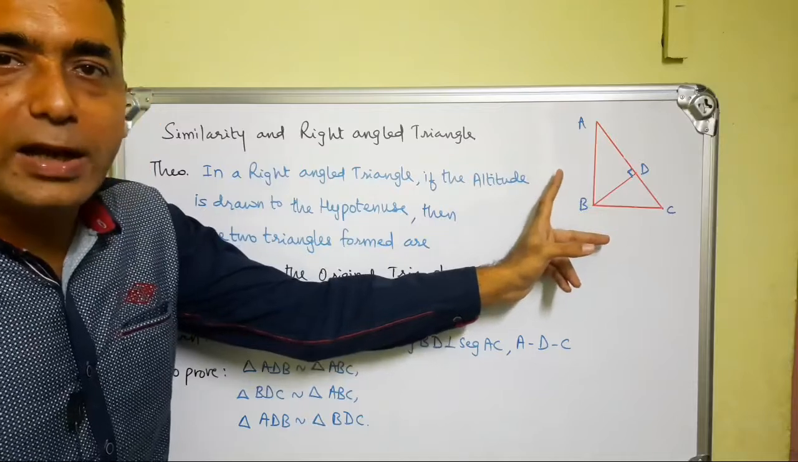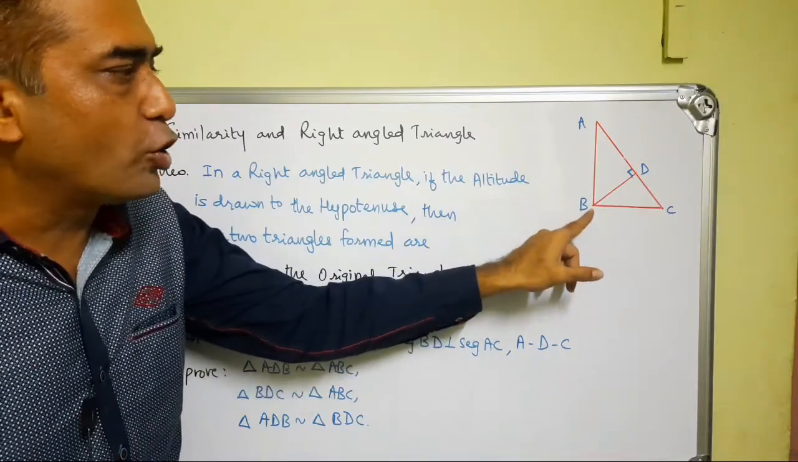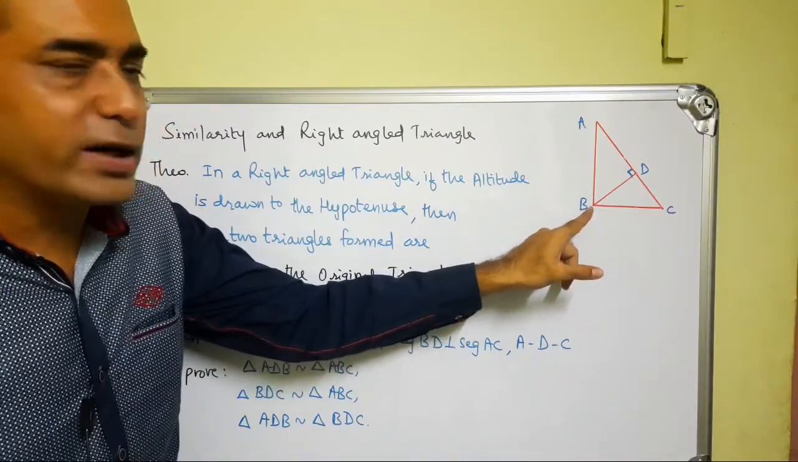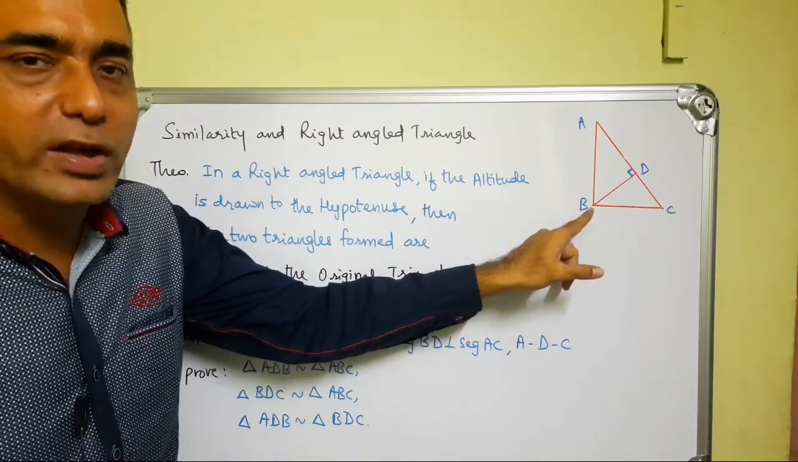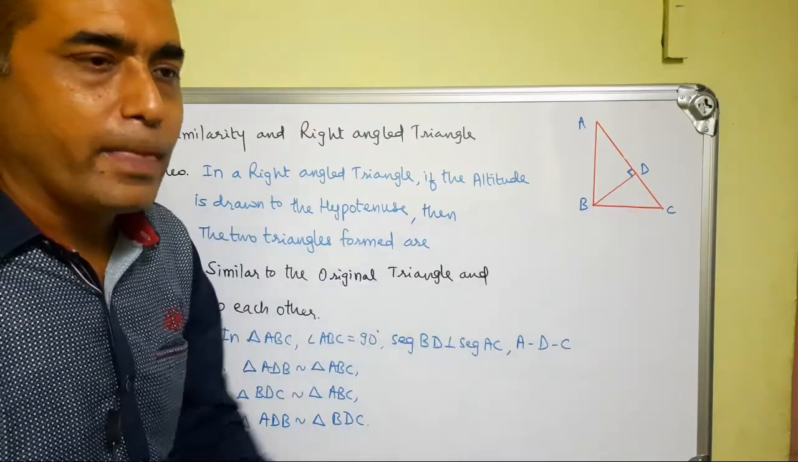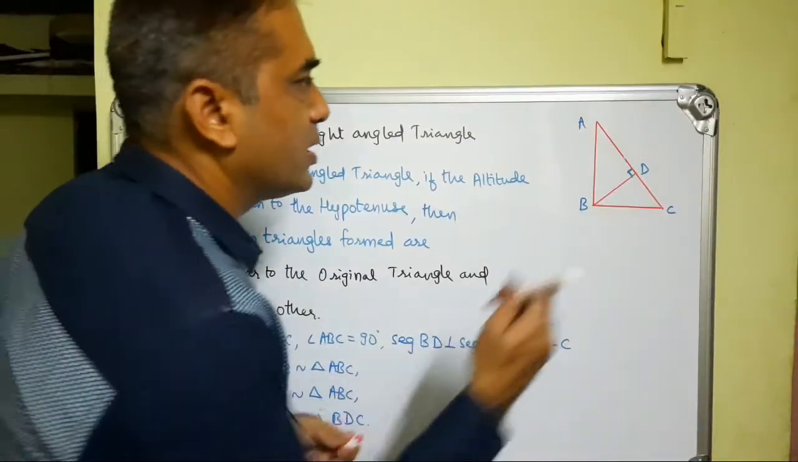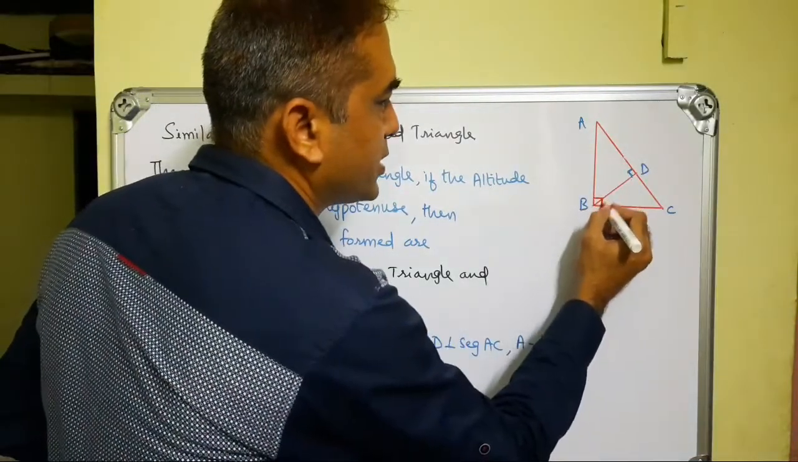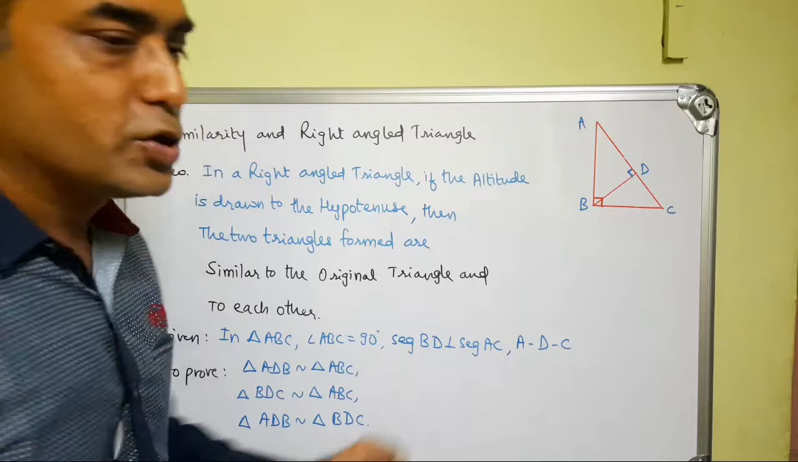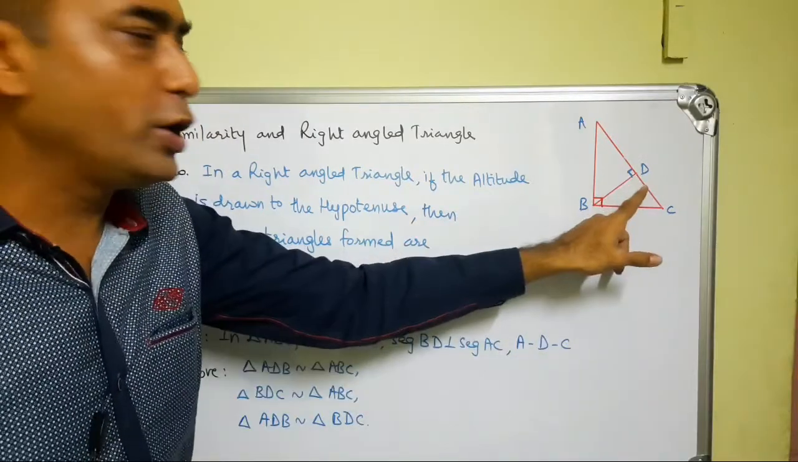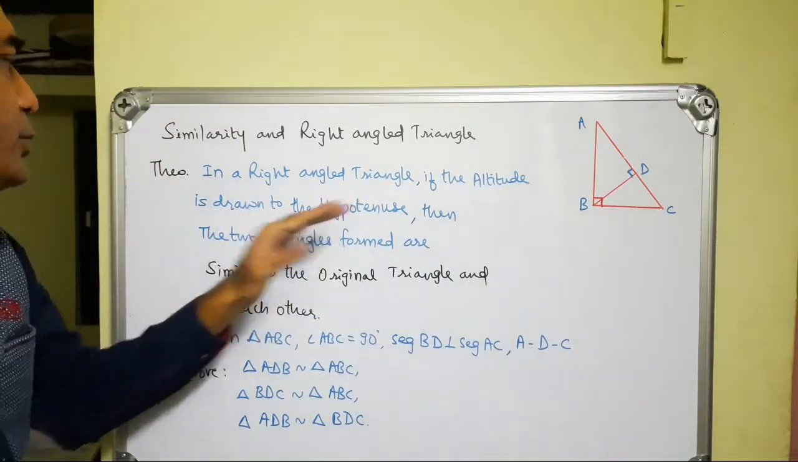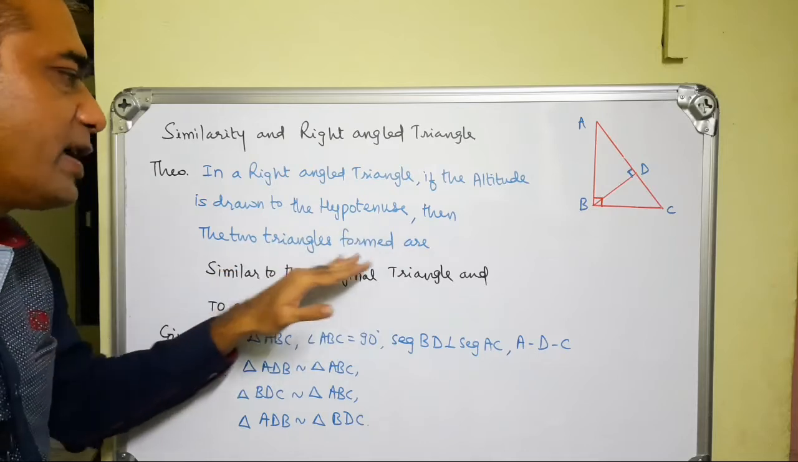Now this is a right angle triangle and altitude is drawn from this vertex point B, vertex point of the right angle, to this hypotenuse, that is side AC. Angle B is the right angle. So altitude is drawn to the hypotenuse. If the altitude is drawn to the hypotenuse, then the two triangles formed.